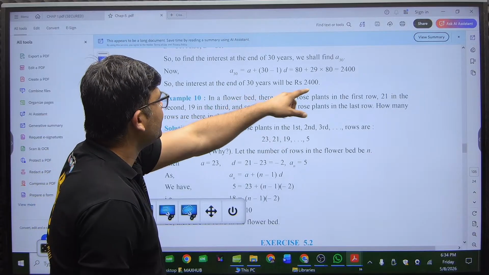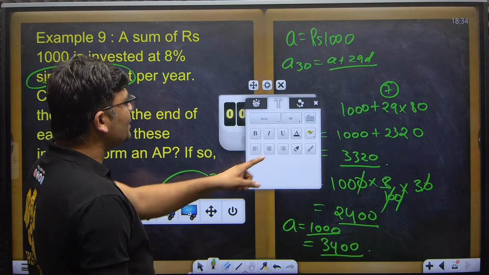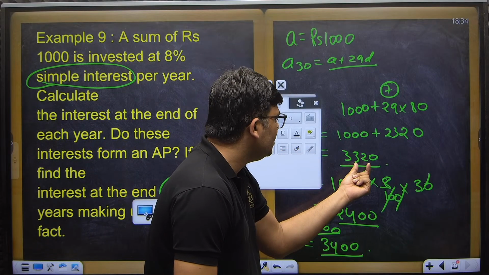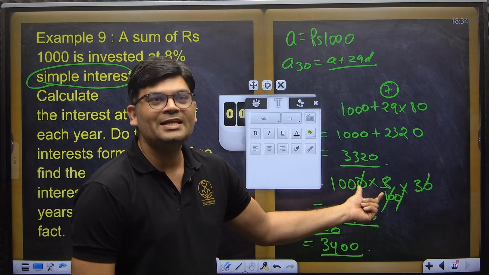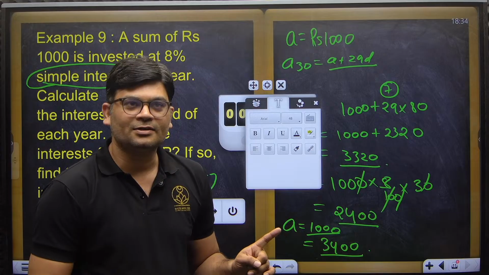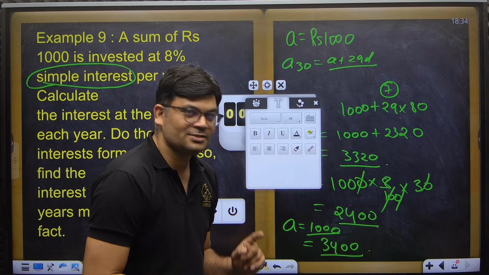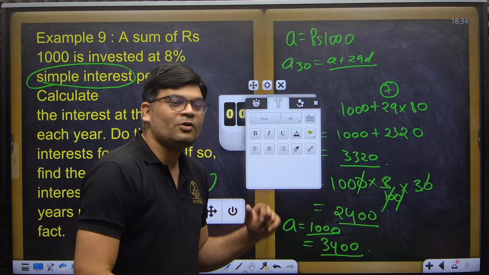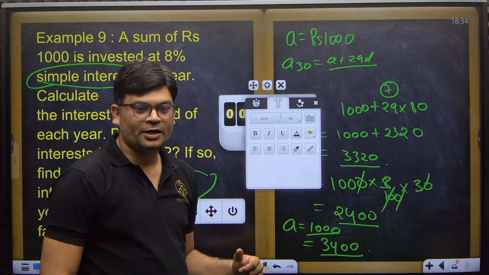So the real answer is 2400, but we lack the answer by some amount, that is 80 rupees. We have been lessened by 80 rupees. Are you getting it? See the difference between the answer. I told the answer is this. She told me the answer is 2400. Answer came out to be 3400.